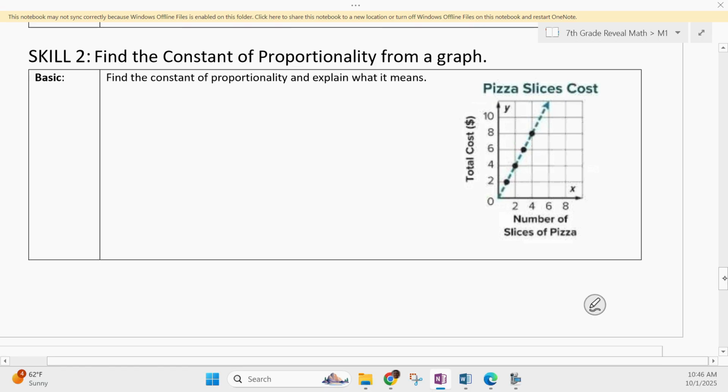Oh, I forgot the pause in between. All right. Here we go.